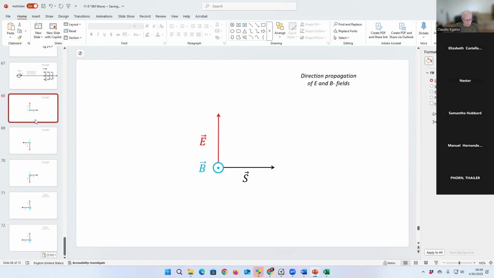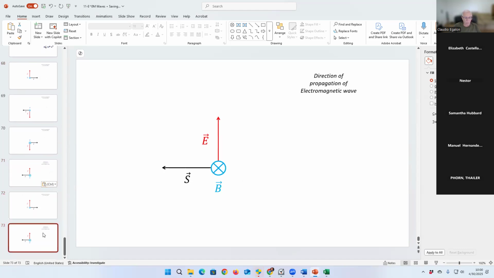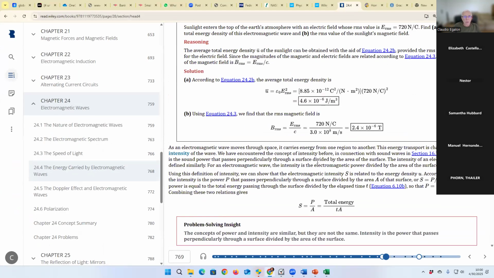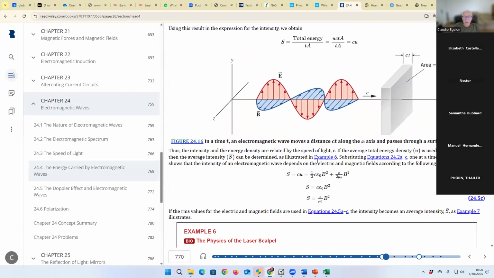I'm going to use this one here instead. Let's use this one here. Okay, so let's see how I'm going to do that. Well, I'm going to show you in the book, so I don't have to make a drawing here of the whole thing. Yeah, okay. Here you go.